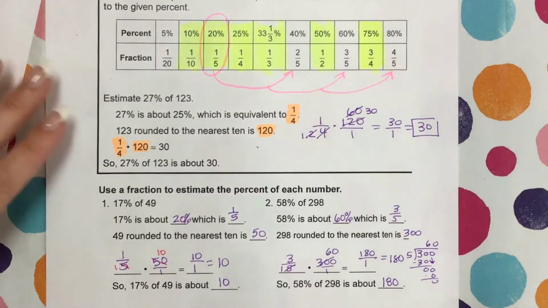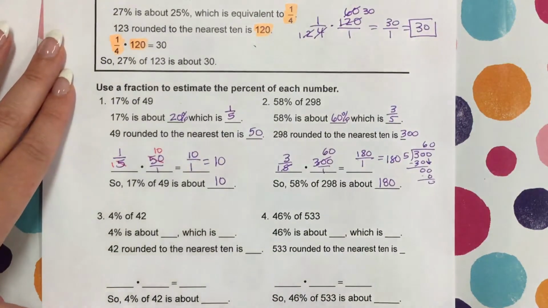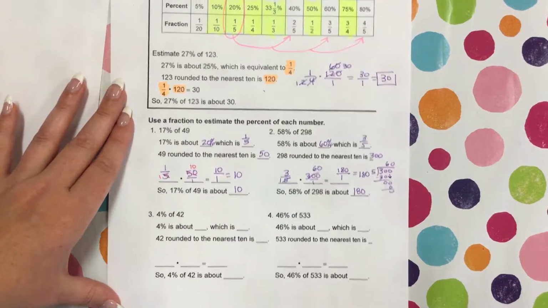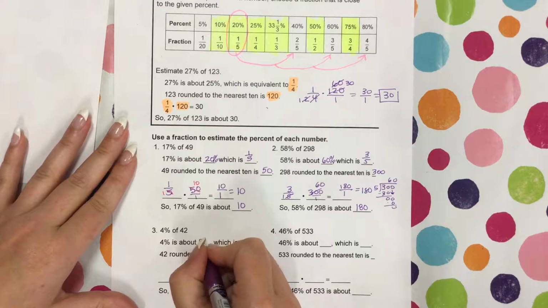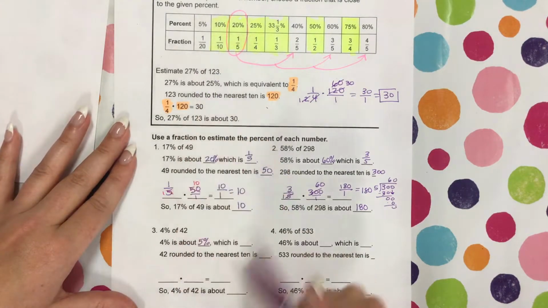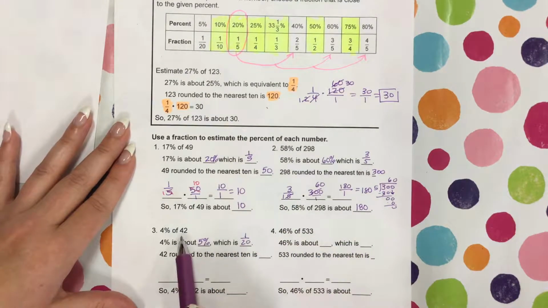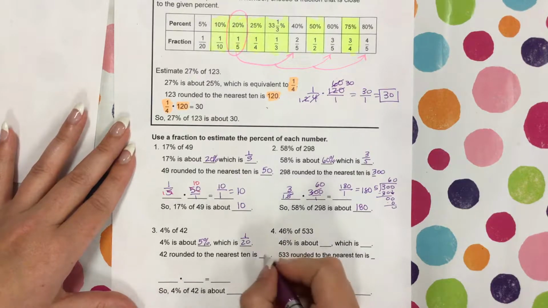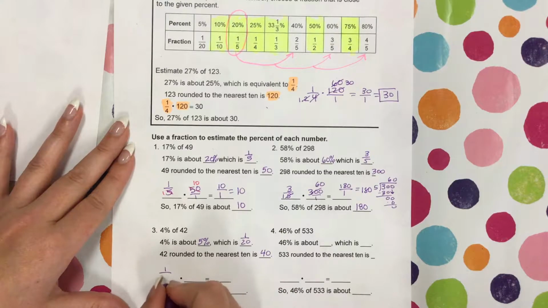Okay, let's go ahead and try problems 3 and 4. I think I'm going to zoom out to be able to get that table in the picture as well. Okay, so 4% of 42. Well, 4% is about the same as 5%, which is, 5% is the same thing as 1/20. Okay, and then 42 rounded to the nearest 10 would be 40. So if we multiply these two, we can find a pretty good estimate.